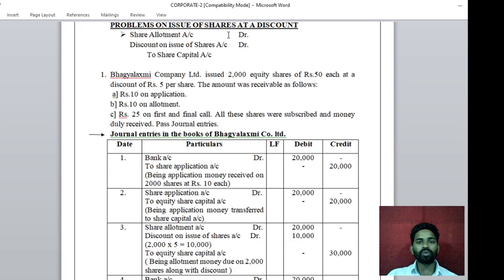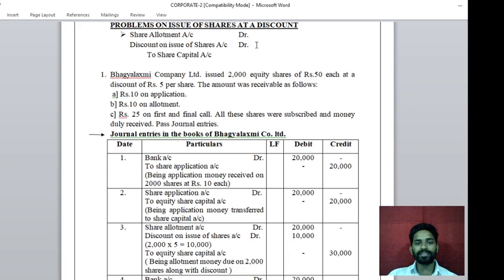Sometimes there is no good demand for the shares of a company, so that's why the company is issuing shares at a discount value. Shares at discount means the issue of shares at a price less than the face value or the par value of the shares.